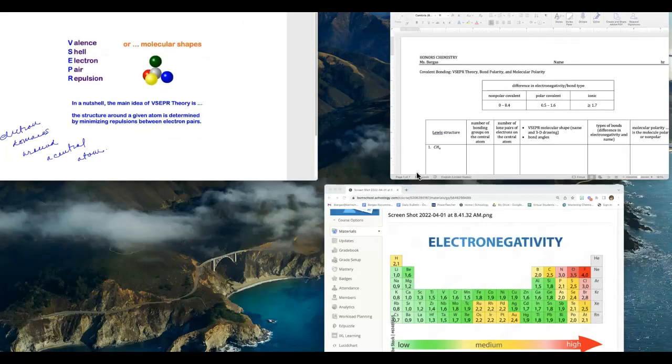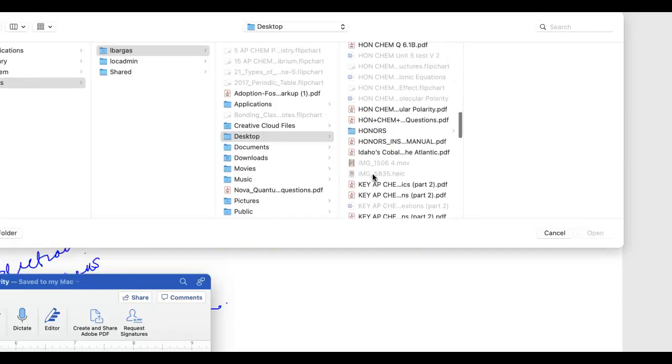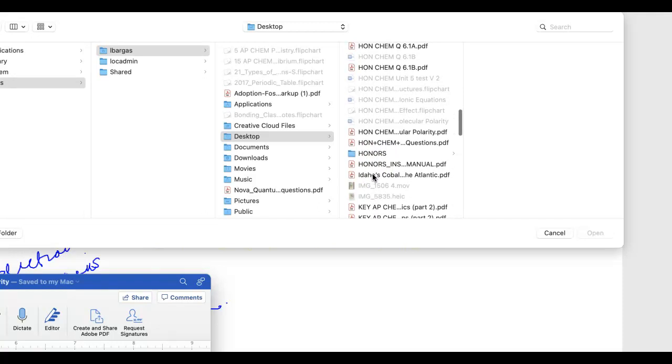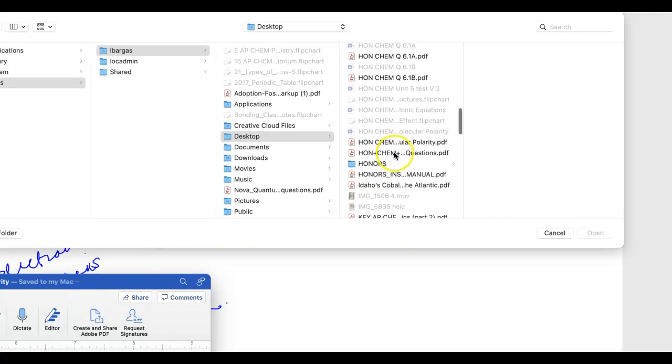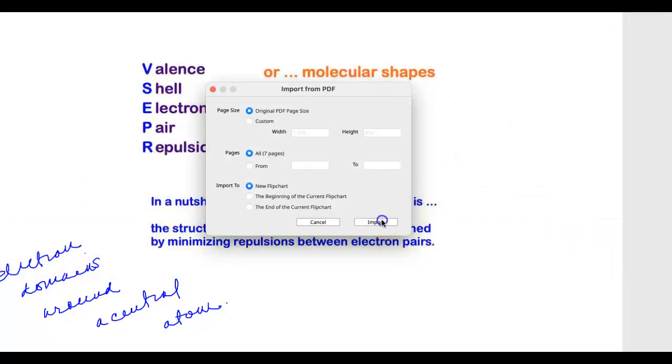I thought I had this already pulled up. Oh my goodness. What's happening? Honors chemistry. Where are we? Are we in desktop? We are. Is this it? Yeah. Okay.